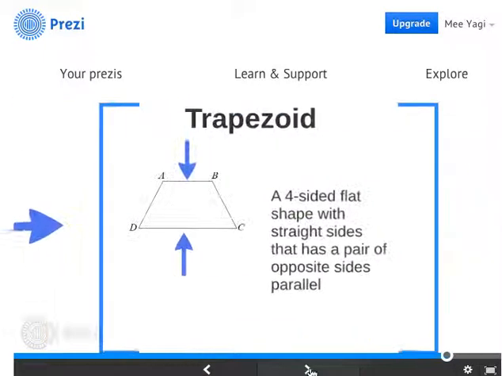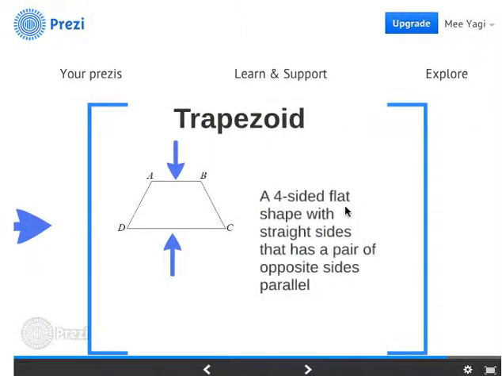Our next shape is a trapezoid. A trapezoid is a 4-sided flat shape with straight sides that has a pair of opposite sides parallel. So only one pair of parallel sides. Notice the other 2 sides, they're not parallel. In fact, eventually these 2 lines, line AD and line BC, will intersect. That does not make them parallel. Let's move on.